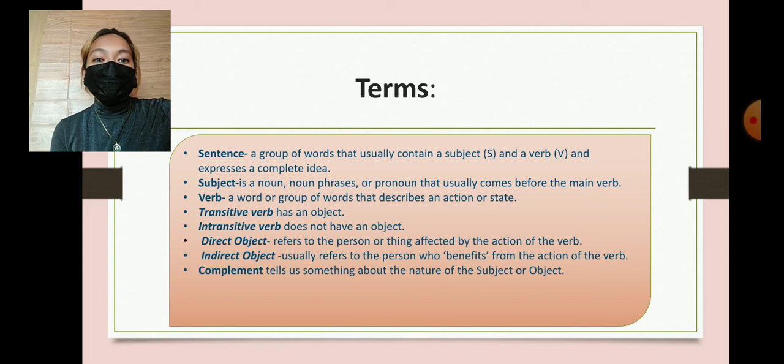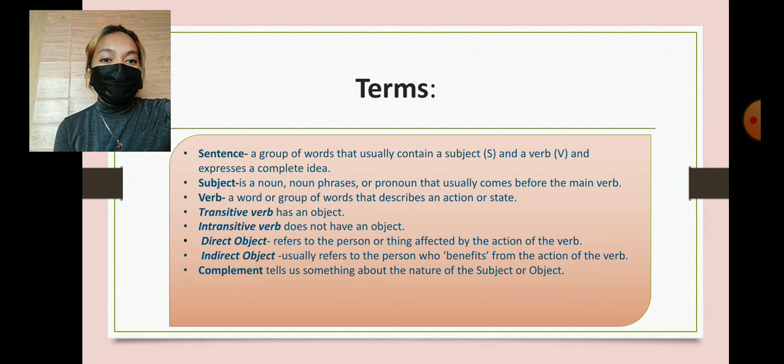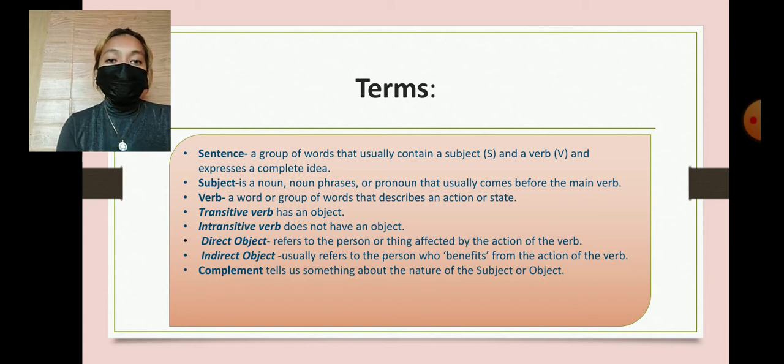So the verb has two types, the transitive verb and the intransitive verb. And there are also two types of object, the direct and the indirect. Direct refers to the person or thing affected by the verb. A direct object answers the questions whom and what, while the indirect refers to the person who benefits from the action of the verb. So usually this answers for whom, for what, and to whom.